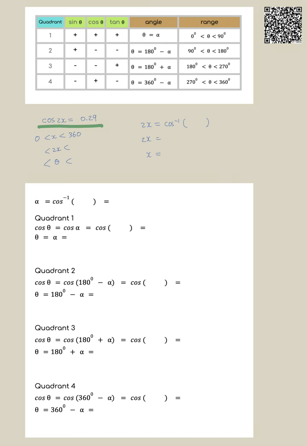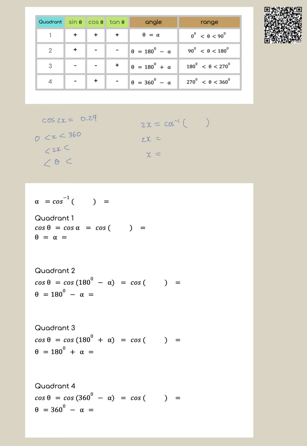This is slightly more complicated than yesterday. Yesterday we just found the value of cosine theta equals something, but you'll notice here it's a little bit more difficult because instead of theta I put 2x here. Cosine 2x equals positive 0.29, and you're given the range of values of x, which is from 0 to 360.